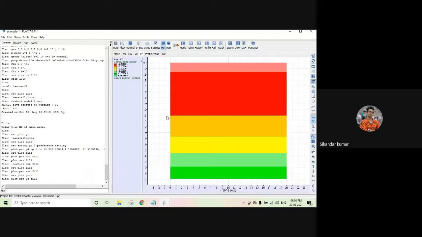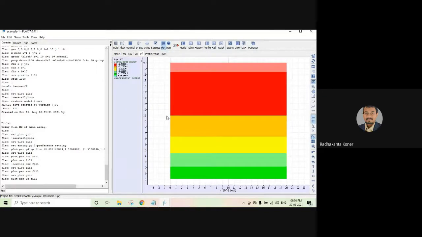Sir, actually, I'm talking about when we apply the body weight. Sometimes we see someone applying velocity and someone just puts the density and gravity. So I'm a little bit confused, and I need some clarification on this part, sir. Okay. Thank you, Sikandar.